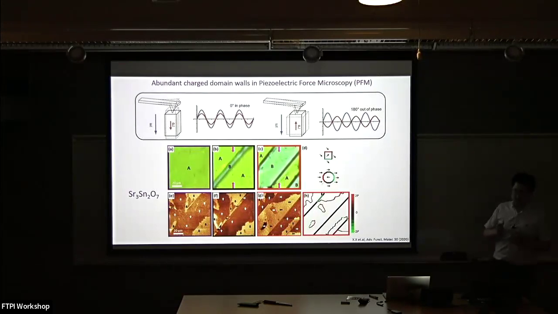Let me remind you, this kind of abundant charged domain wall is not usual in ferroelectric materials, because usually charged domain walls come with much enhanced electrostatic energy. So this is something we don't understand: why there are so many charged domain walls here.